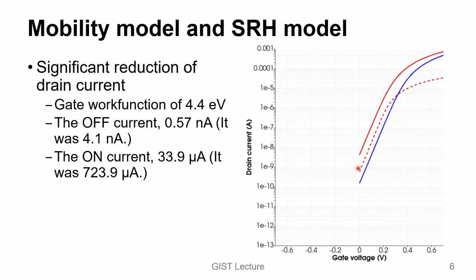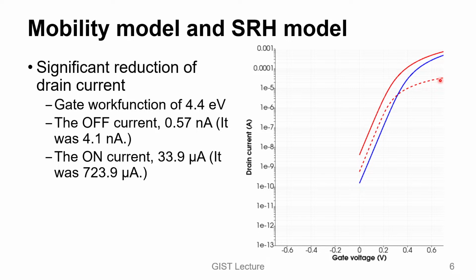But more importantly, it is this mobility model that introduced a huge reduction in the on current. Previously we had a highly overestimated value of higher than 700 microampere. That is not acceptable in reality, and the on current is reduced to a more reasonable value of a few microampere per fin. So for one single fin, we can expect this level of current conduction.